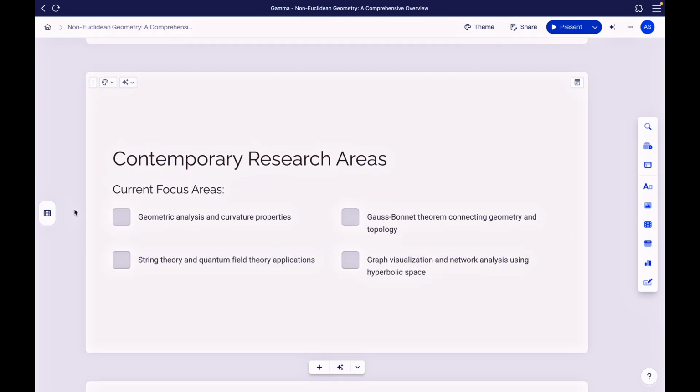There are a few contemporary research areas that are still being researched today. These include geometric analysis and curvature properties, the Gauss-Bonnet theorem, connecting geometry and topology, which I genuinely think that topology is kind of similar to geometry, but mathematically they are quite different. String theory and quantum field theory applications use non-Euclidean geometry, and network analysis and graph visualization use hyperbolic space for stuff like radios or more advanced than radios, but that's basically how it works.